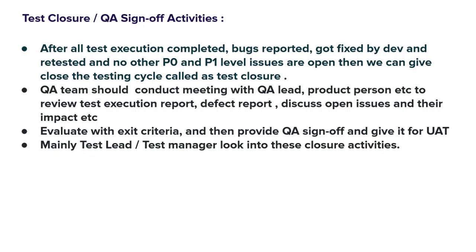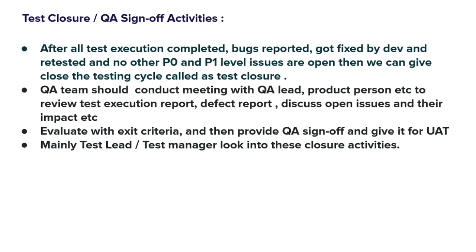off. But once P0 and P1 issues are completed, there is a possibility that some minor issues might be open. Let's say a small UI related issue, a small alignment issue that might not have a major impact on the business scenarios, and that can be fixed later as well. So that is not a blocker for the release of that new feature. So this decision we should take during the combined meeting with the QA lead, product person, etc.